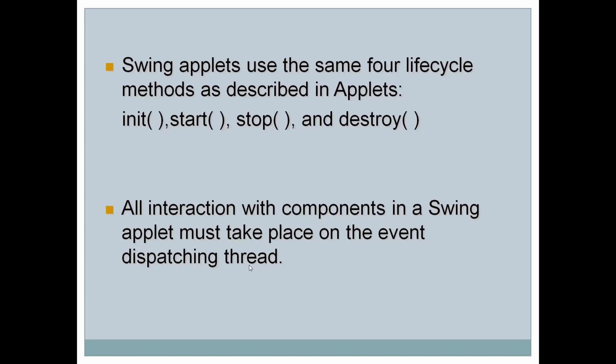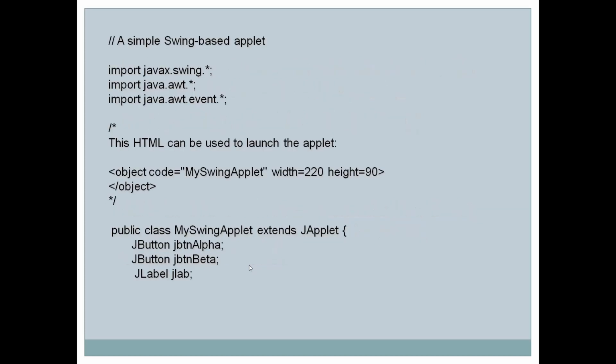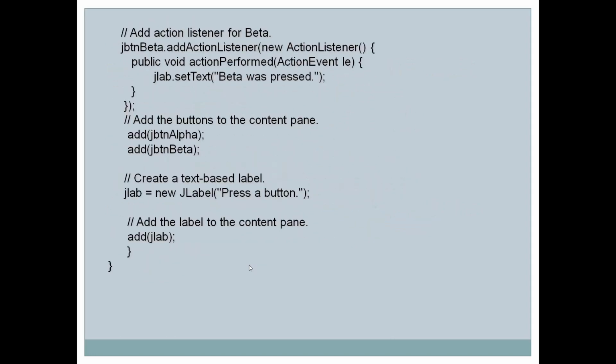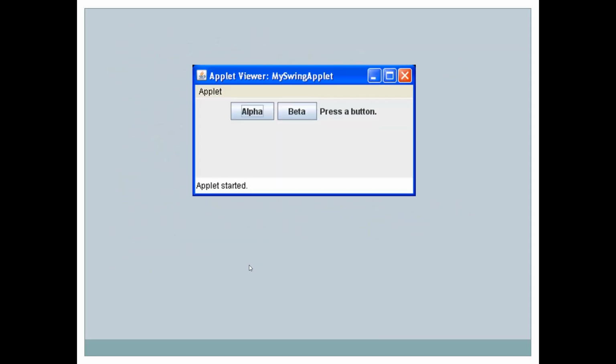Let us see how we can create a Swing applet with an example program. So what exactly we are going to create, I'll show you. We are going to create an applet like this. The applet will have 2 buttons and a label, like we did in the last application program. The same we will again do in an applet, but instead of application we are using applet here.